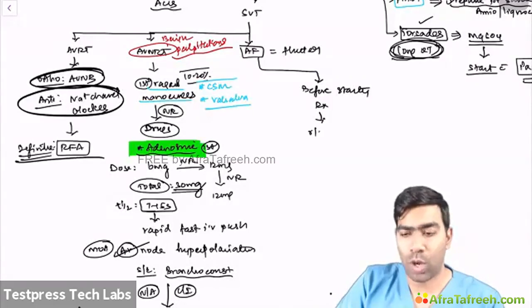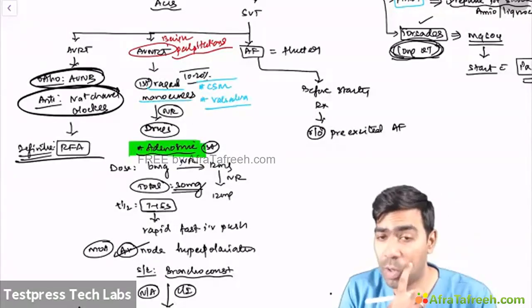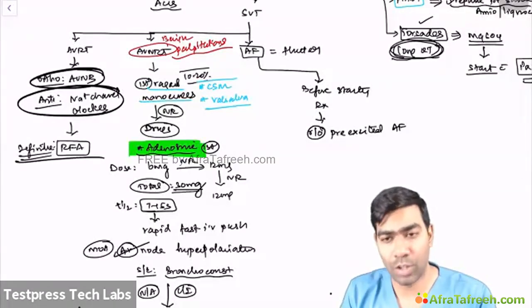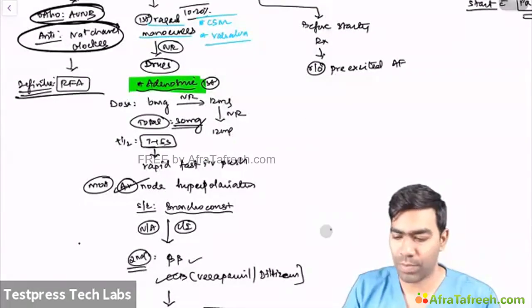No, rule out pre-excited AF. That's very important, because the treatment you are going to give is AV nodal blockers. So the first thing that you have to do is make sure that it's not a pre-excited AF. It's not Wolff-Parkinson-White syndrome with atrial fibrillation. So be very, very sure about that.